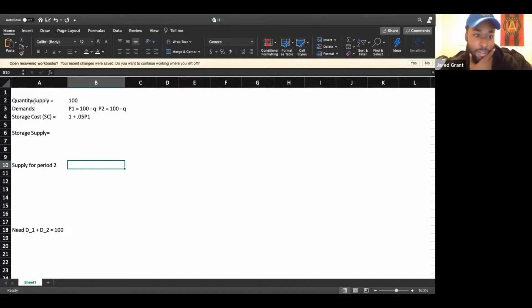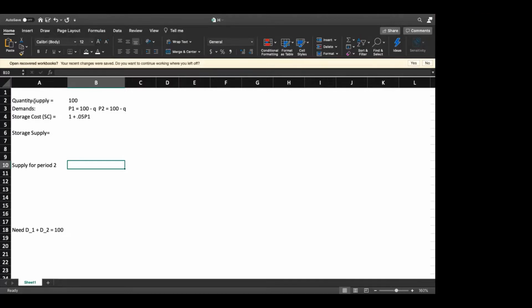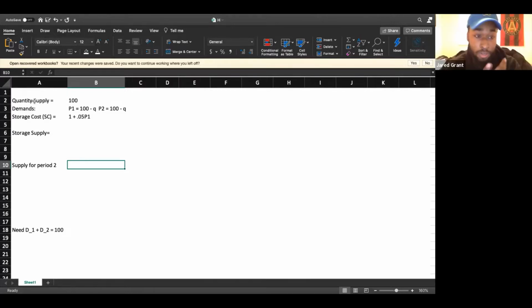Perfect. So in this case, we're going to look at a case where quantity supply is 100. The demand for period one is 100 minus Q1. Period two is 100 minus Q2. And the storage cost is 1 plus 0.05 P1. So again, feel free to help each other, guide, and together we're going to get through this. So first things first, how do I figure out the storage supply?